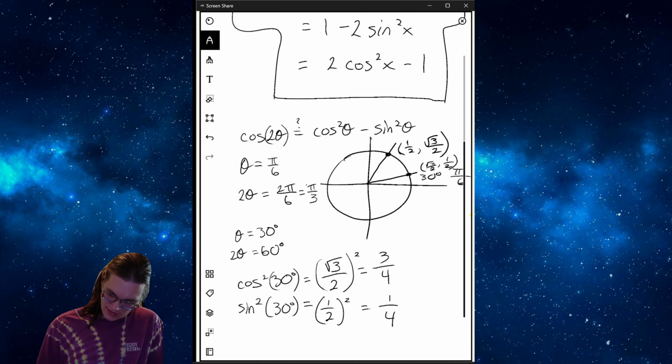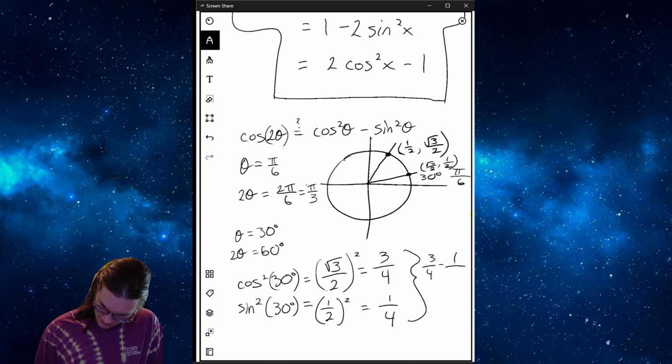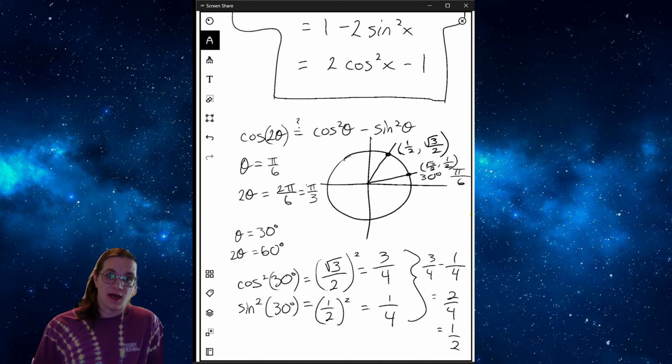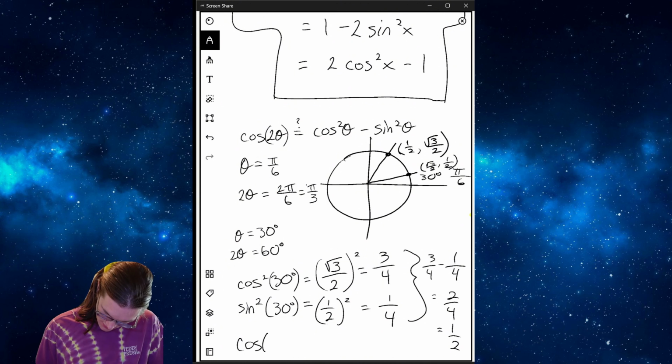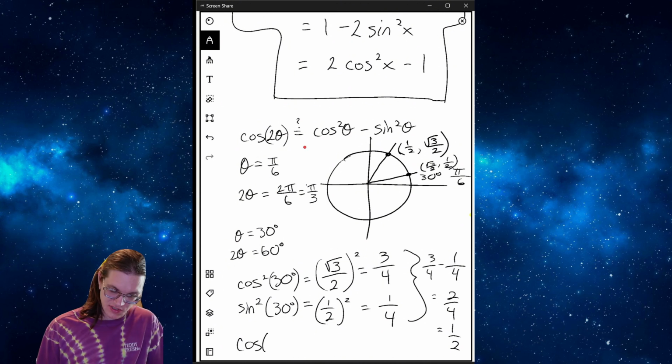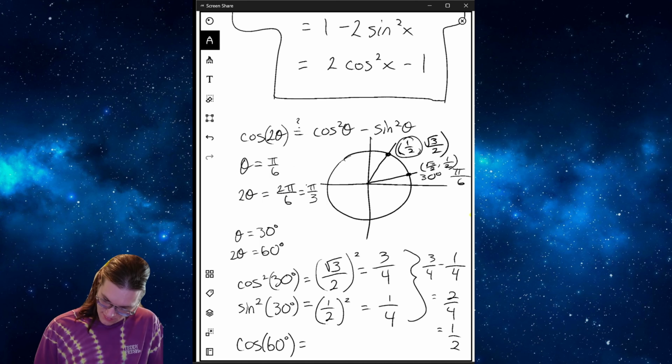And then we'll say cosine squared of theta, 30 degrees, minus sine squared of theta, 30 degrees, will be this, putting them together: 3/4 minus 1/4 equals 2/4, which is 1/2. And then the question is, is that the same as cosine of 2 times theta? Well, cosine of 2 times theta, which is doubling 30 degrees, would be cosine of 60 degrees. And right here we have our 1/2.